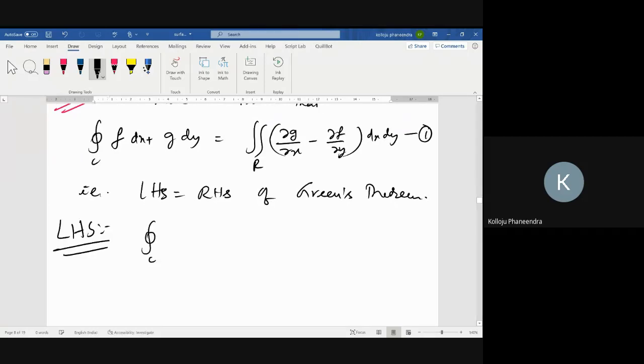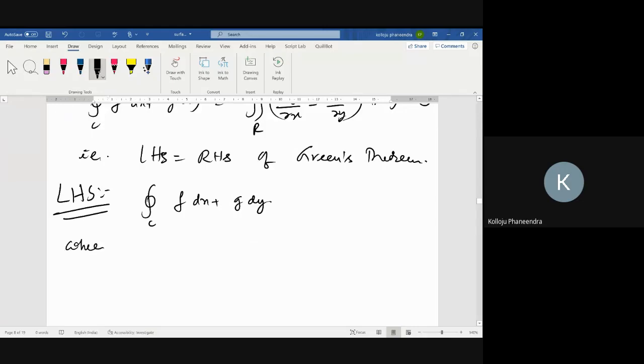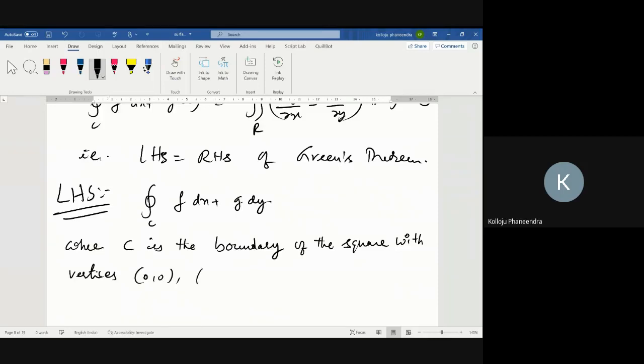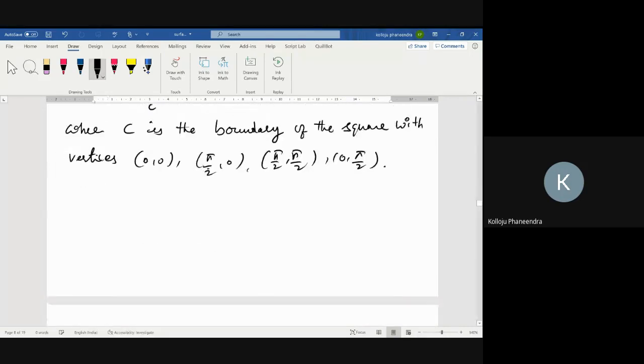First, let me write LHS. What is LHS? Integral over C of f dx plus g dy, where C is the boundary of the square with vertices 0 0, pi over 2 0, pi over 2 pi over 2, and 0 pi over 2. Right? Let me draw the figure.